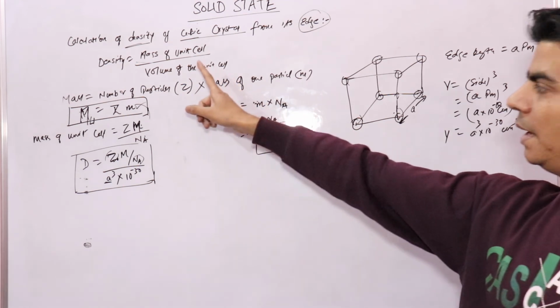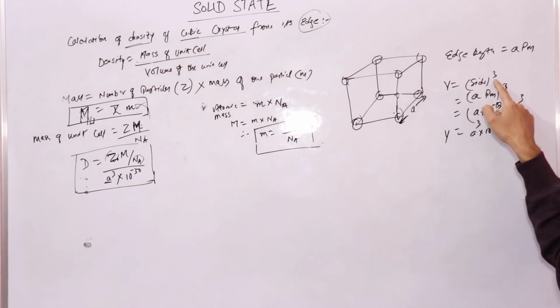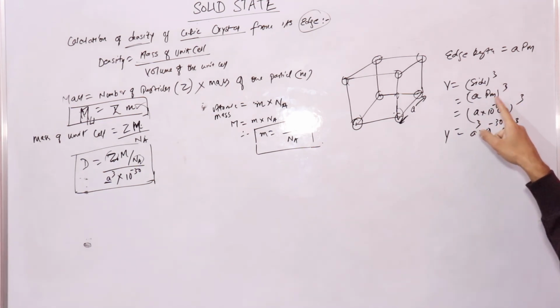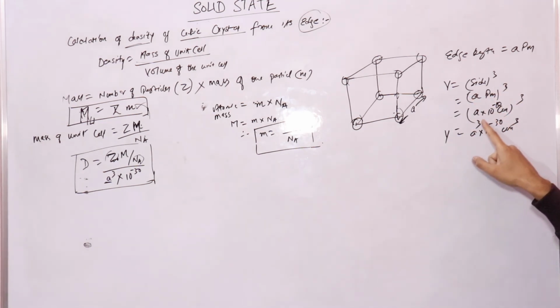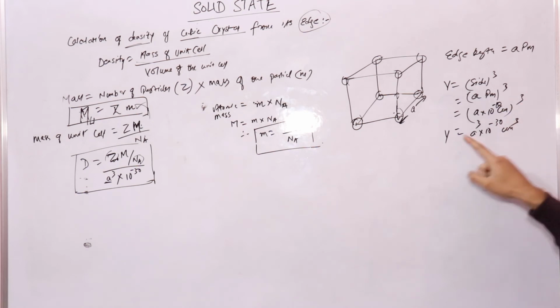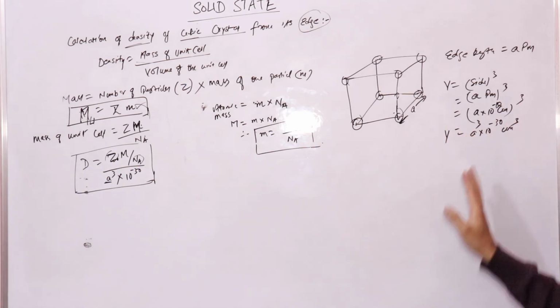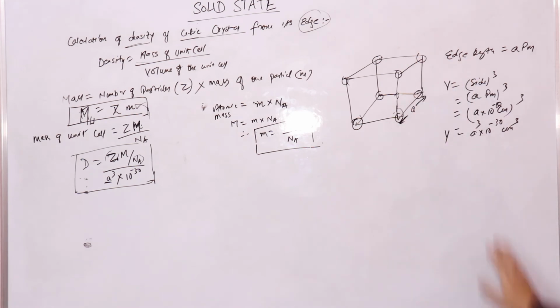Since we know the edge, we know that the volume of a cube is side cubed. So we have taken this in pm. To convert it into centimeters, we will multiply it with 10 to the power of minus 10. So (a into 10 to the power of minus 10) cubed is what you get as the volume of this cube. Now we have the volume.